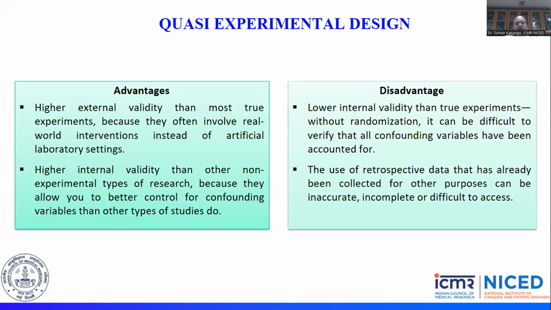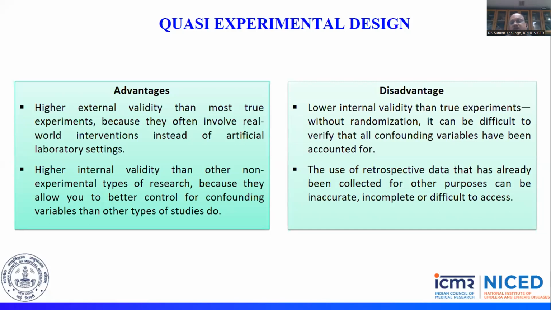So what are the advantages? Higher external validity, definitely, than most true experiments, because it occurs naturally. They offer a real life world scenario instead of an artificially controlled setting. And a disadvantage is lower internal validity, which is poor without randomization because it was not randomly assigned.